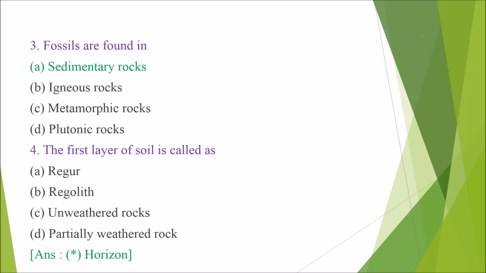5th December. Question number 3. Fossils are found in option A. Sedimentary rocks, option B. Igneous rocks, option C. Metamorphic rocks, option D. Plutonic rocks. So the answer is option A. Sedimentary rocks. Question number 4. The first layer of soil is called as option A. Regur, option B. Regolith, option C. Unweathered rocks, option D. Partially weathered rock. So the answer is horizon.